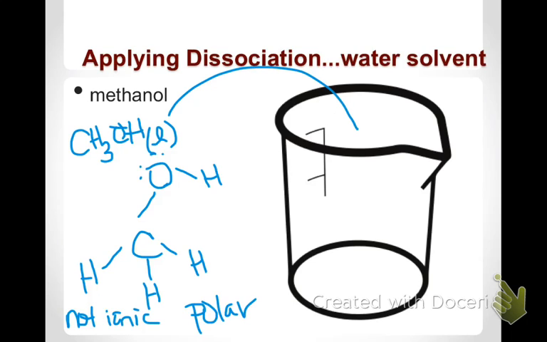So if I were to dump this into my solution, it's not going to dissociate into ions because these are made out of covalent bonds, so there's no ions to break apart. Those covalent bonds don't break apart. What's going to happen instead is that this whole molecule, this whole CH3OH thing, is going to get a sphere of hydration around the whole molecule, and it will dissolve. So instead of it breaking into little pieces and each piece being surrounded, the water is going to have to do an entire molecule's worth of a sphere of hydration.